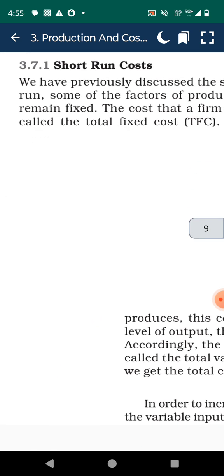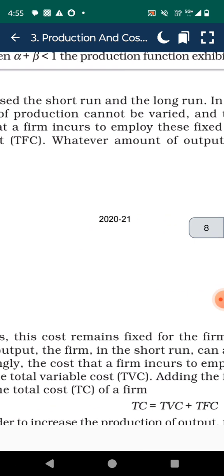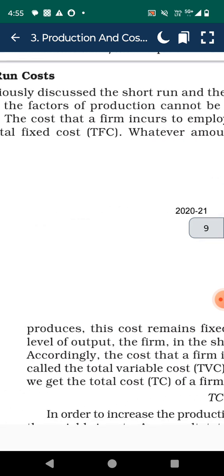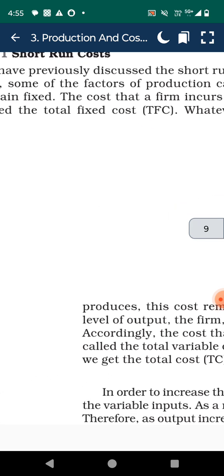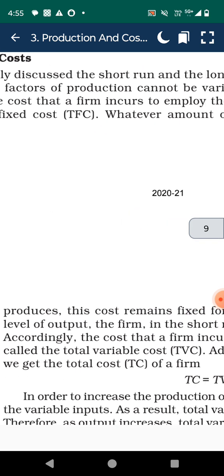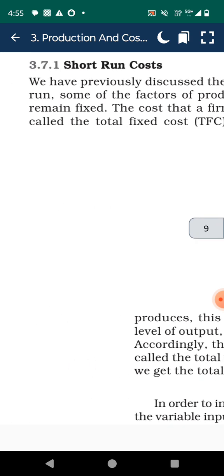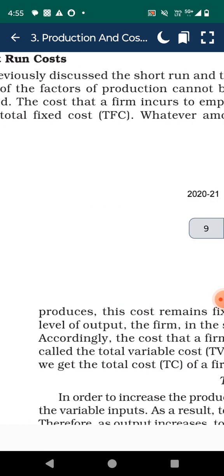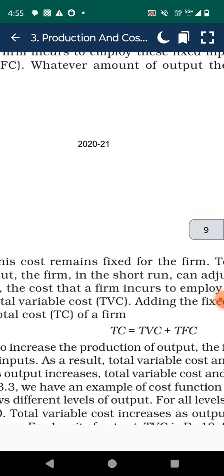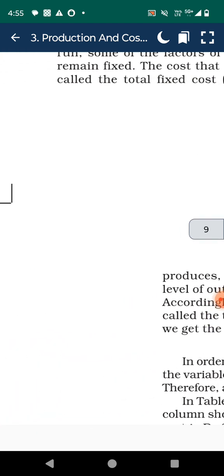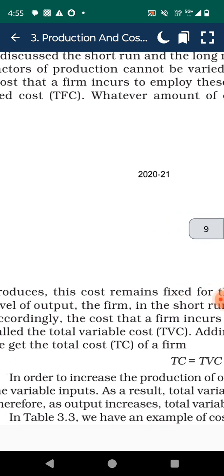Short run cost. We have previously discussed the short run and the long run. In the short run, some of the factors of production cannot be varied and therefore remain fixed. The cost that a firm incurs to employ this fixed input is called the total fixed cost.